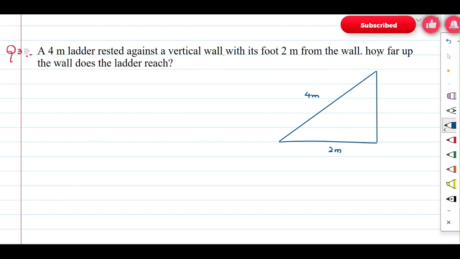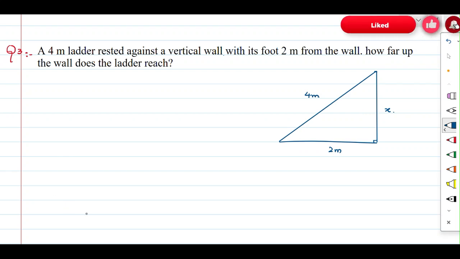You can see it again. You will get a right angle triangle. How far up the wall does the ladder reach? At what point does the ladder reach? This height we need to calculate. Let me name that as x. You can name it as h. This is up to you. Any variable you can specify.